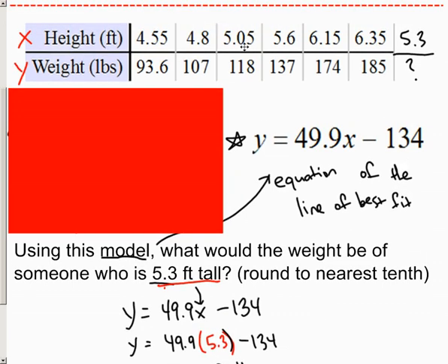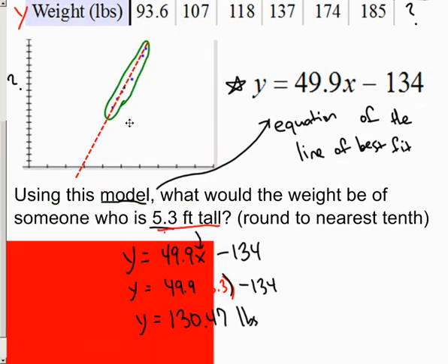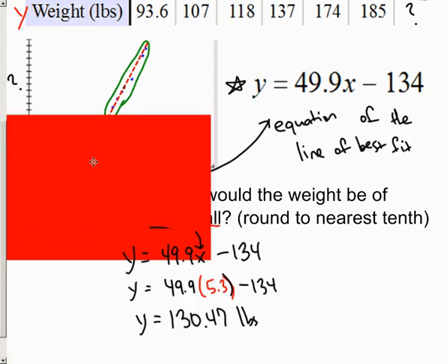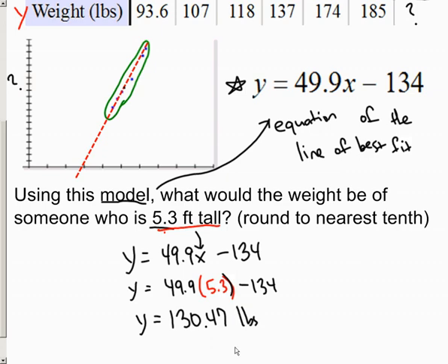Now let's look at it this way. 5.05 is less than 130, but 5.6 is more than 130. So 5.3 would indeed fit very nicely in between these. And this line of best fit, it predicts. It's not saying exactly they'd be 131 pounds, but it'd be about 131 pounds or so.